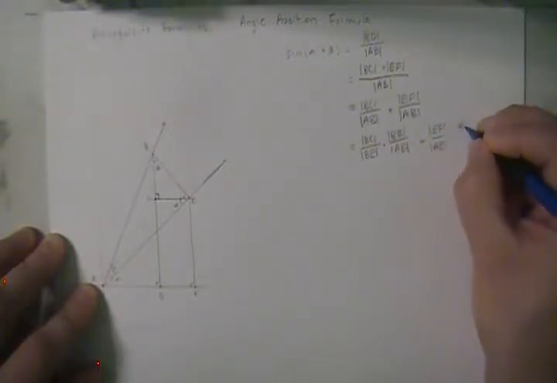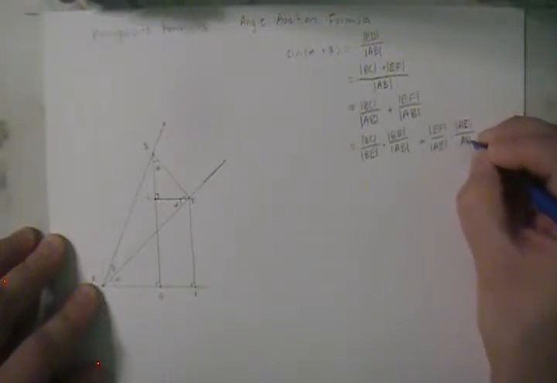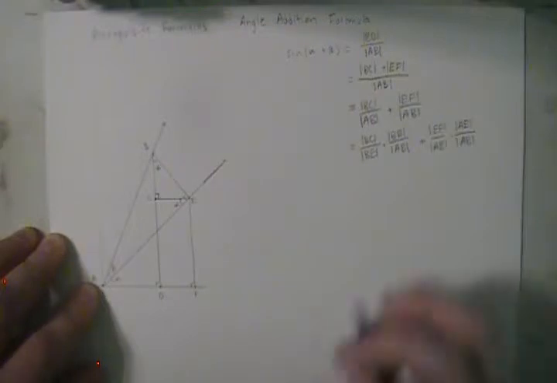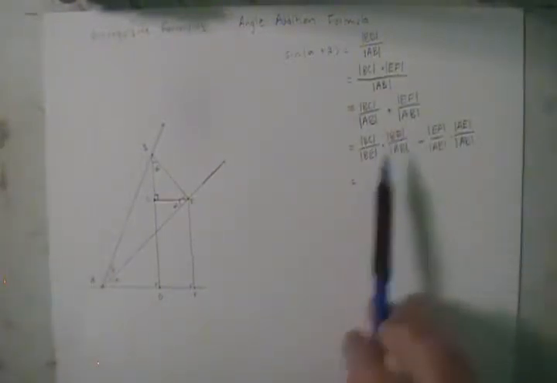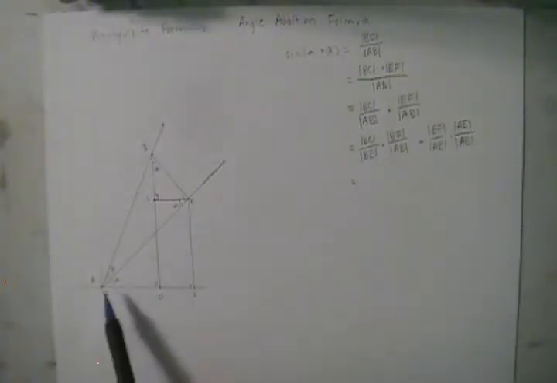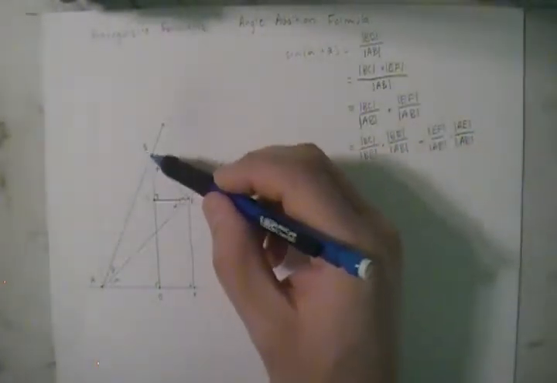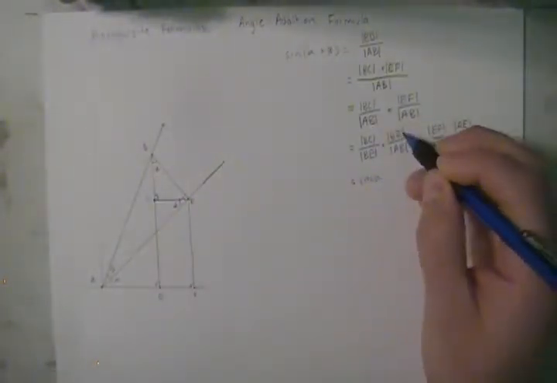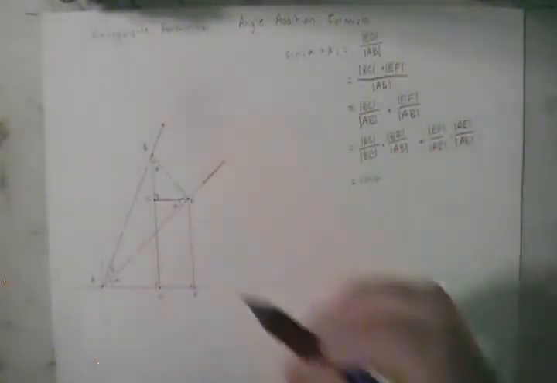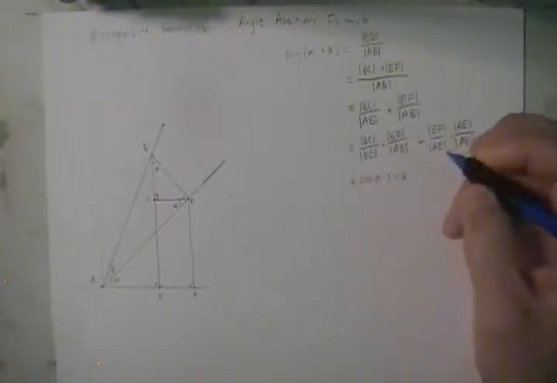Times AE divided by AB. Alright, and now I can express each of these as a sine or a cosine, since these all have to do with the right triangles here, the similar right triangles. So BC over BE is going to be the cosine of alpha. BE over AB is the sine of beta.